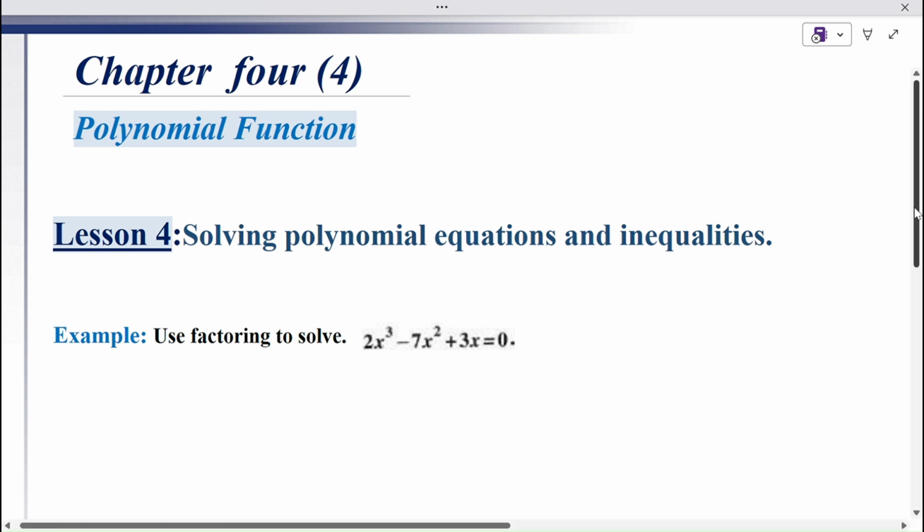Hello guys, this is the last lesson of chapter 4, lesson 3, solving polynomial equations and inequalities. In this lesson, we will just review the lessons that we have learned from chapter 4. And in this lesson, we just want the value of x. And look at here.